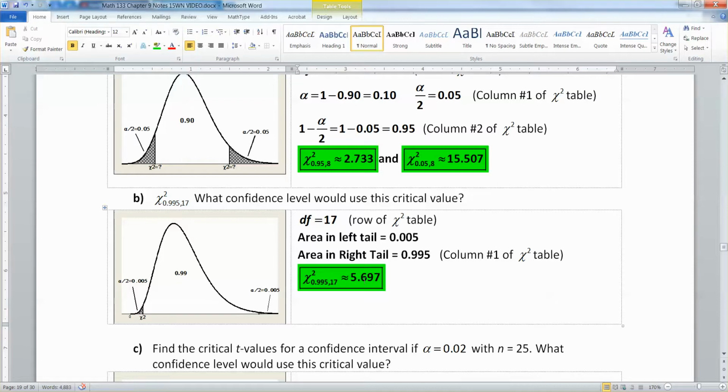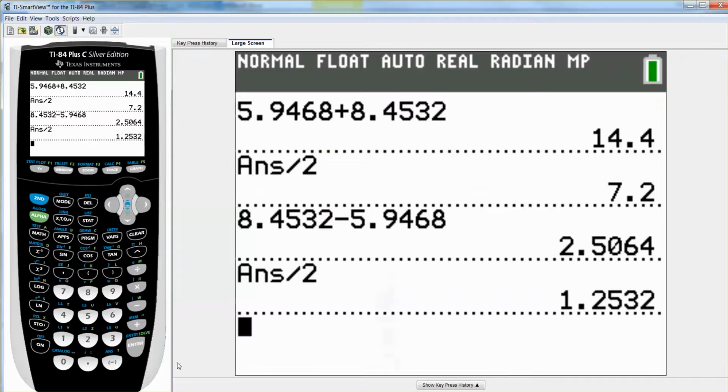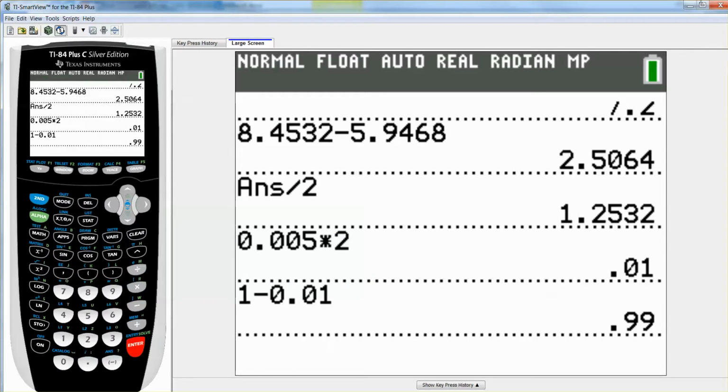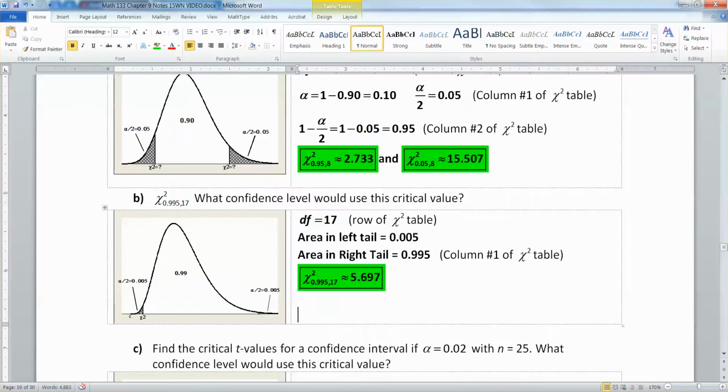So then the center would have to be 1 minus the 2 of them put together. So 0.005 times 2 is 0.01. And then 1 minus 0.01 would be 0.99. So it'd be a 99% level of confidence.